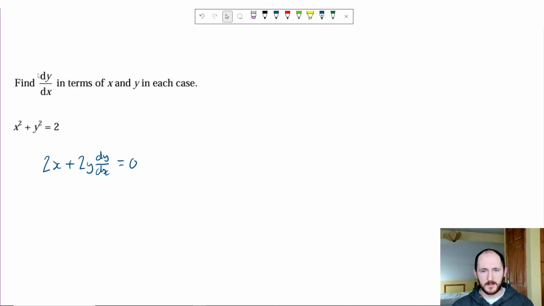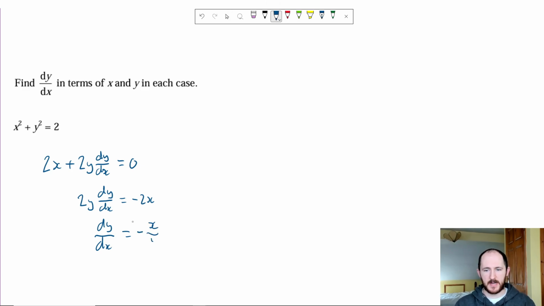Now they want dy by dx, so we're going to rearrange for dy by dx. So I'm going to minus 2x on both sides. We get 2y dy by dx equals negative 2x. I'm going to divide both sides by 2y. We get dy over dx equals, well, we have 2 divided by 2, so that's just negative x over y. So you can always rearrange to actually get what dy by dx is, and you may need to factorize. So I'm going to show you one of those a bit later as well.